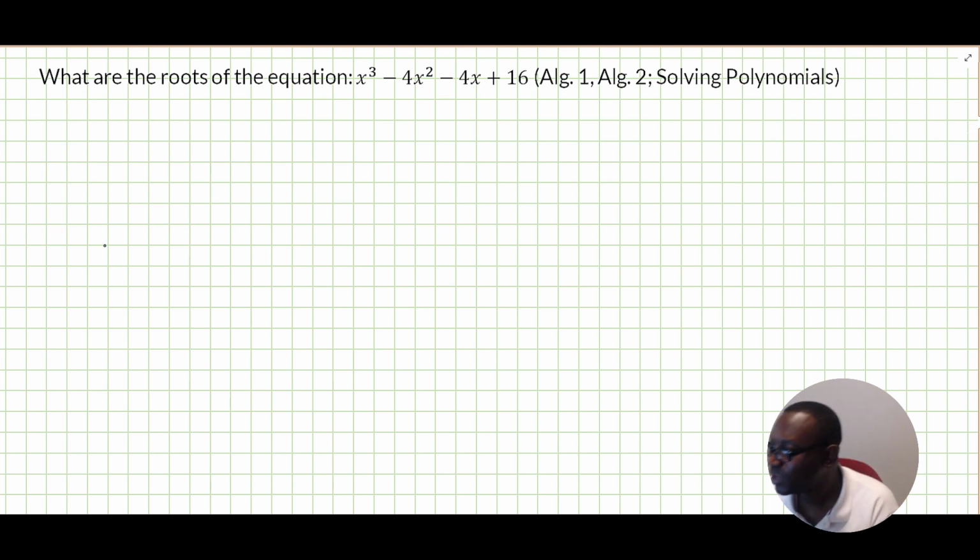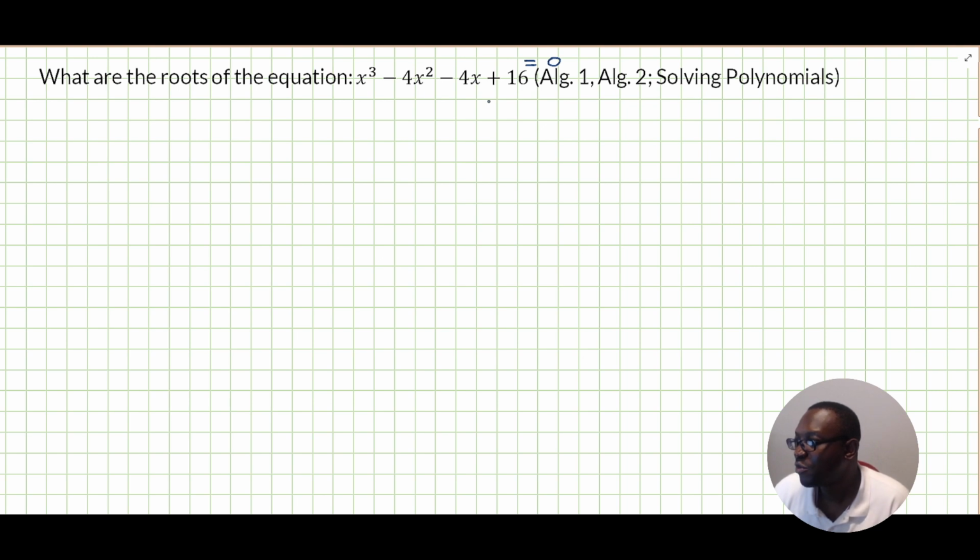Okay, Algebra 1, Algebra 2. We have some polynomials here. So the roots, this is going to be equal to 0. What are the roots of the equation x cubed minus 4x squared minus 4x plus 16 equal to 0? What are the roots of the equation? This one shouldn't take you more than 60 seconds, really, for Algebra 1 and Algebra 2 students.